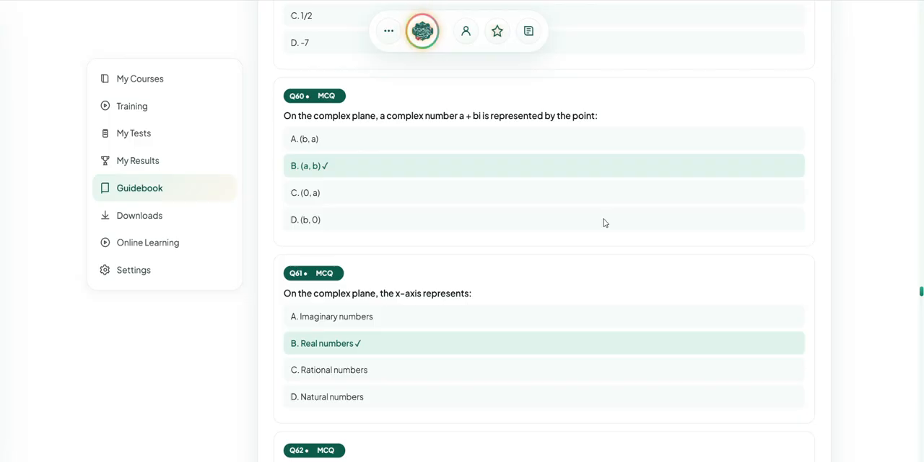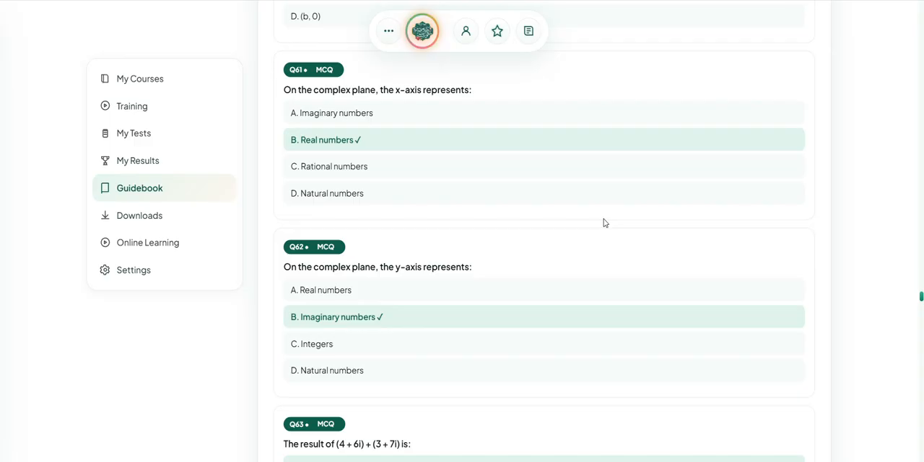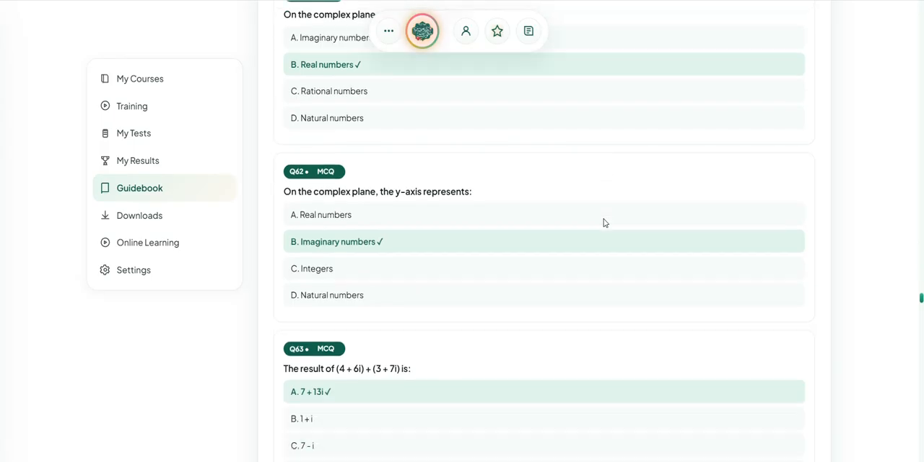On the complex plane, a complex number a plus bi is represented by the point (a, b). On the complex plane, the x-axis represents real numbers.